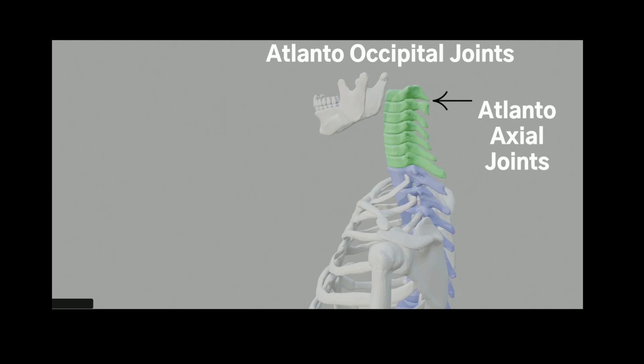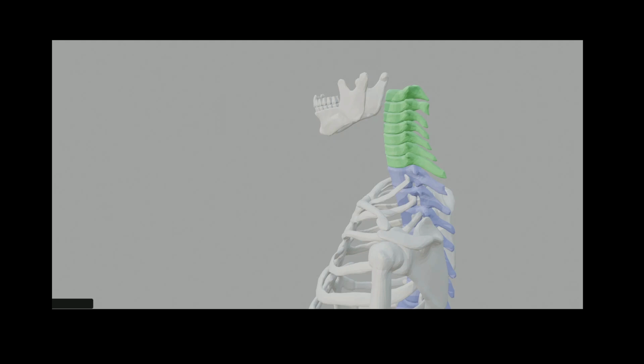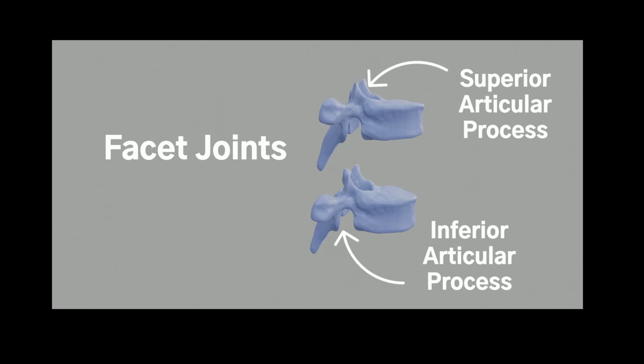The vertebral bodies from C2 to S1 are connected by intervertebral discs, which are cartilaginous joints. Zygapophyseal joints, also known as facet joints, adjoin the superior and inferior articular processes.